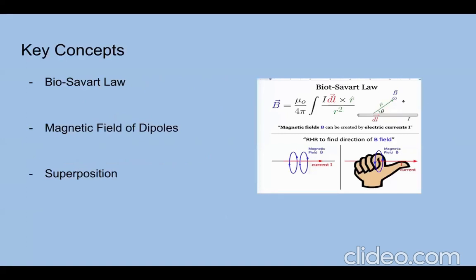So some key concepts to understand are the Biot-Savart law, the magnetic field of dipoles, and superposition. The Biot-Savart law will help us calculate the magnitude or the strength of the magnetic field of the magnet, which we can find by using the data in our experiment.